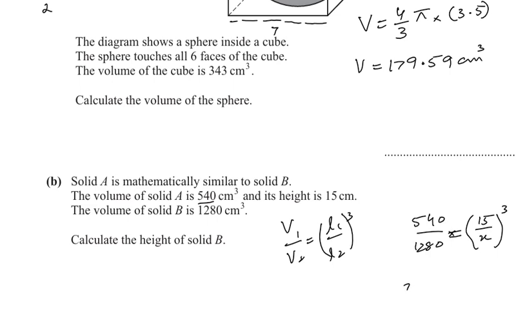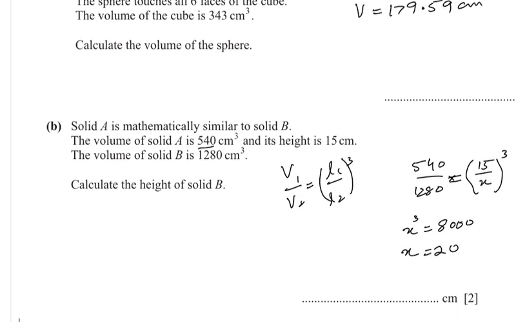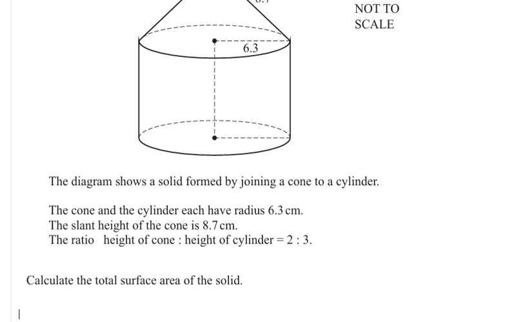Solving all this, we get x cube equals 8,000, and taking the cube root on both sides, x will be equal to 20. So the height of the solid B is 20. And moving to the next question now.